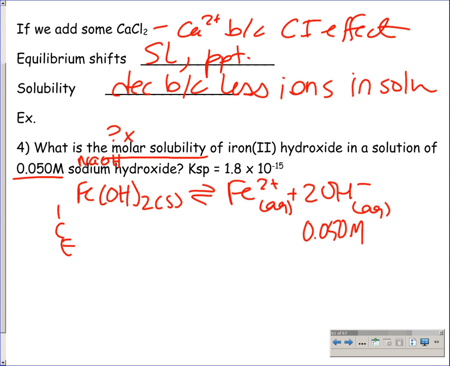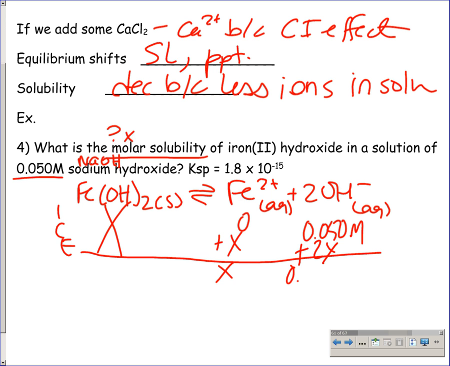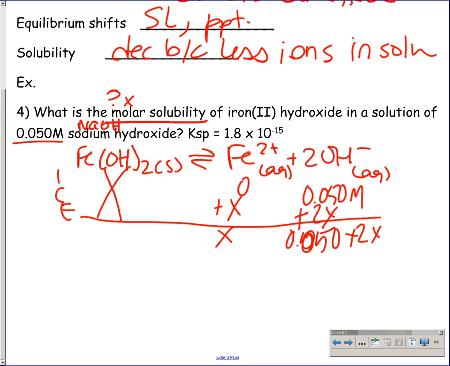All right, so same thing though. Start with 0. We don't care because that's a solid. What are we adding here and here? Sodium hydroxide contains the hydroxide ion, which is the common ion of interest to this entire reaction. So I'm adding some totally random chemical, but if it has an ion in common, it's important. So I'm adding X here, whatever here, adding 2X over here. Equilibrium is just X and then 0.050 plus 2X. Okay, so now we know the Ksp.